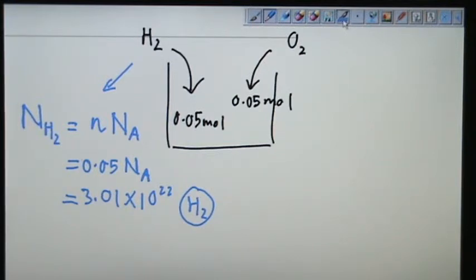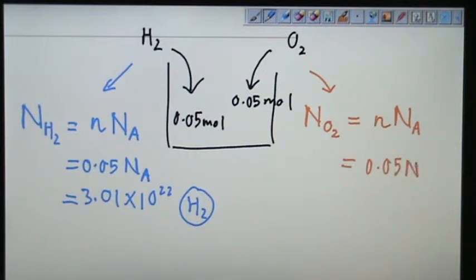And how about oxygen? I use red. Here, calculation. Total number of oxygen molecule. I'll just use the normal one. I don't have to care about the two atoms inside. So I'll just use 0.05 times Avogadro's constant. Again, I will get the same value. 3.01 times 10 power 22 oxygen molecule.